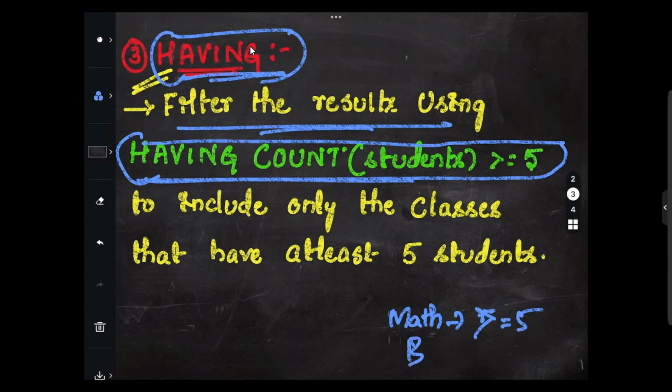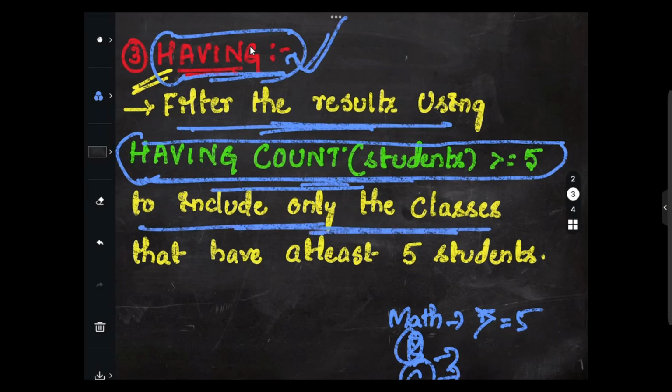Same goes with all the subjects, whether it may be bio, whether it may be computer, whatever they have given in the example. I am just considering the subjects that they have given in example 1. So that is the reason we'll be making use of the having keyword here. We have to filter the results using having count of students that is greater than or equal to 5, just to include only the classes that have at least 5 students.